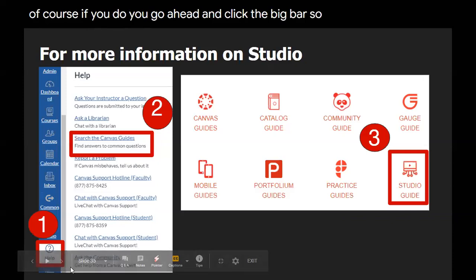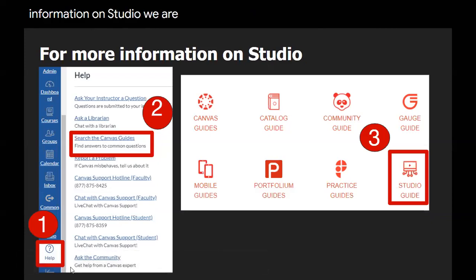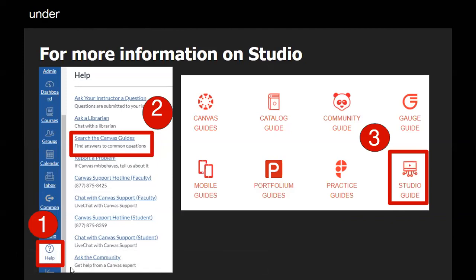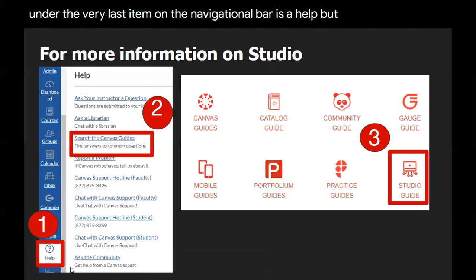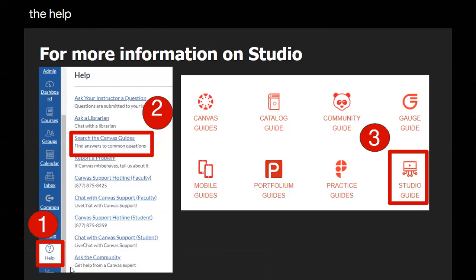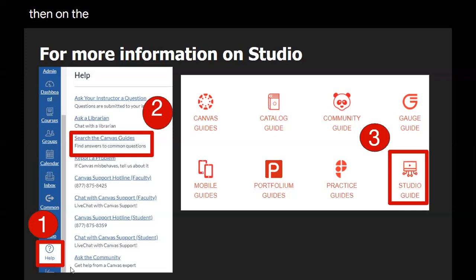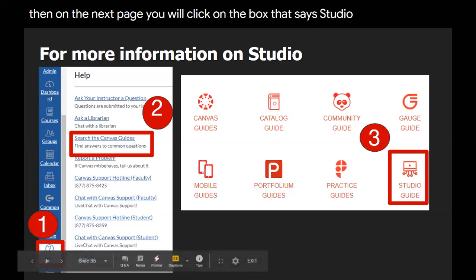So if you want more information on Studio, we are going to have a session on that as well. But I want to tell you how you can find it all on your own. To find information on Studio, right under the very last item on the navigational bar is a help button. If you click on the help button, you then will click on the search the Canvas guides option. And then on the next page, you will click on the box that says Studio Guide.